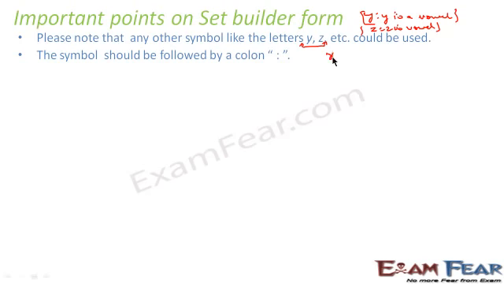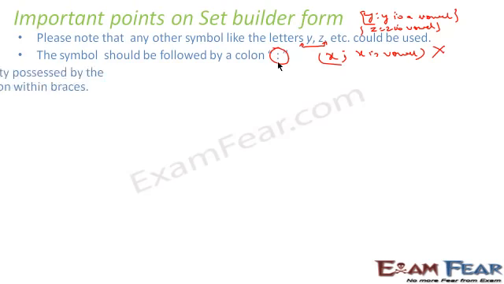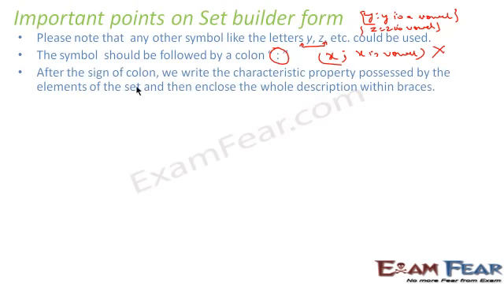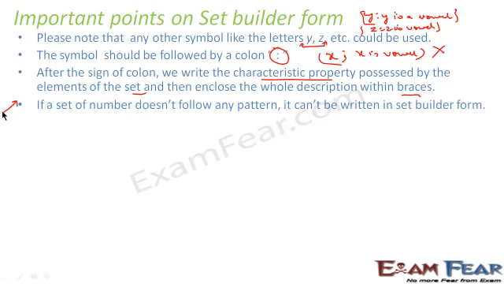Let's suppose when you say X, the semicolon, X is a vowel, this is wrong. This colon is very, very mandatory. This is a must. Also, after the sign of the colon, we write the property. So here Y is a vowel or Z is a vowel. This is the characteristic property possessed by elements of the set, and they are enclosed in the braces. This again is the fourth point which I have already discussed.